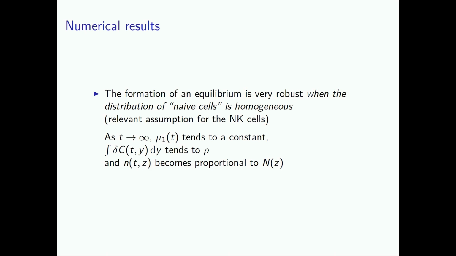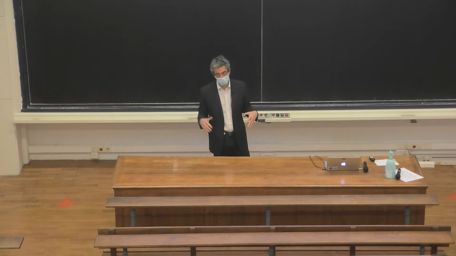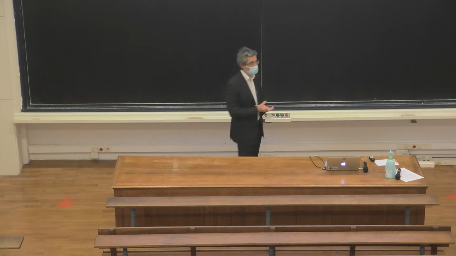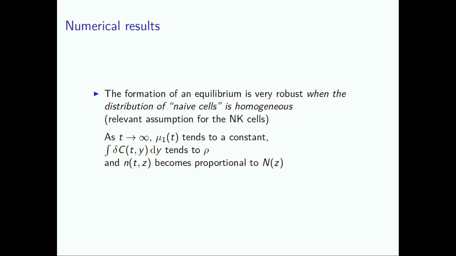Okay, so let's go to numerical results. The formation of the equilibrium, which I expect is driven by this eigenvalue problem, is something which is very robust as far as the distribution of the resting cells, the pool of immune cells which are inactive, is space homogeneous. This is something which is very robust that you observe in all the simulations. So this is relevant when the immune cells you are considering are the natural killers because they are almost everywhere in the body. And what you observe is that the mass of the tumor cells tends to a constant. The average value of the immune cells tends to the leading eigenvalue of the growth division equation. And the distribution in size of the tumor cells is proportional to the eigenvector of this equation.